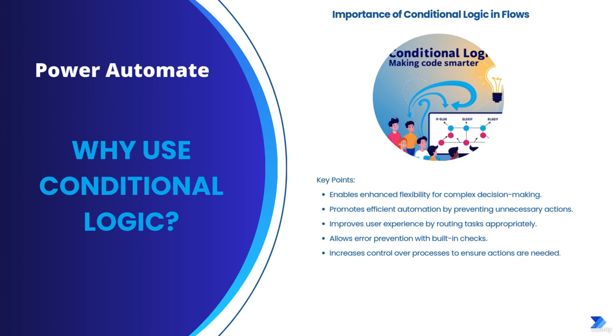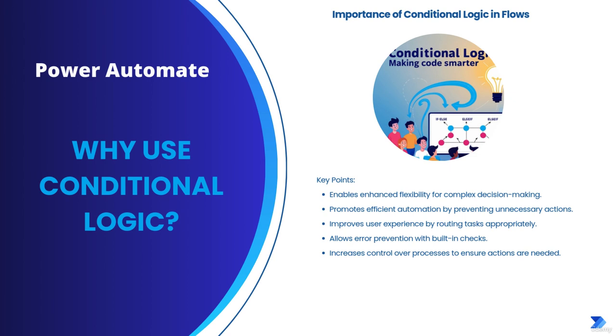Enhanced flexibility. With conditions, you can automate complex decision-making processes. If you're creating an approval workflow, for example, you can define multiple approval paths depending on the value of a request. You could send a request to a supervisor if the amount is under $1,000, or escalate it to upper management if it exceeds that amount.